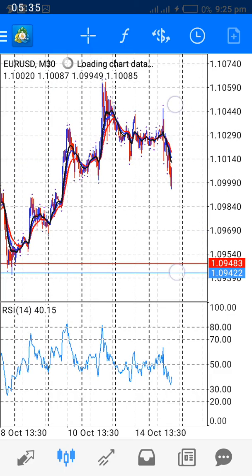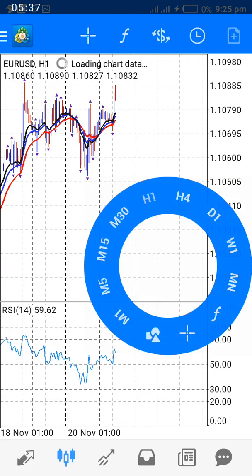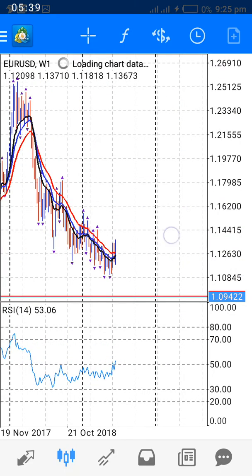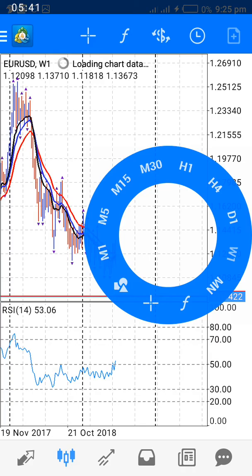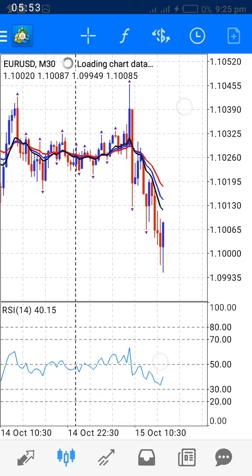So we have the 1 hour and we have the 4 hour. We have, can you see? We have day, week, month. These are those that have large money. Monthly trader, weekly trader, daily trader, 4 hour trader, 1 hour trader. It depends on you, on what you are looking for.